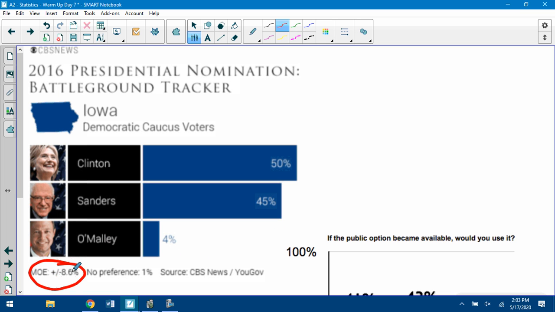So margin of error, you want to keep this small to keep your results not fluctuating. By showing this in small print down here, they're basically saying they have no idea who's in the lead. It could be Clinton, it could be Sanders, but it could just as well be, probably not O'Malley, because you're not going to go up or down 8.6%. But between Clinton and Sanders, they could flip-flop because of that huge margin of error. So your results are only accurate within that range of plausible values.